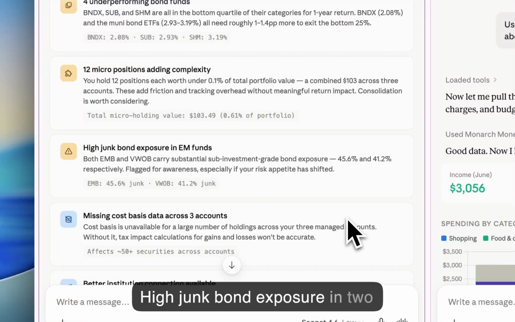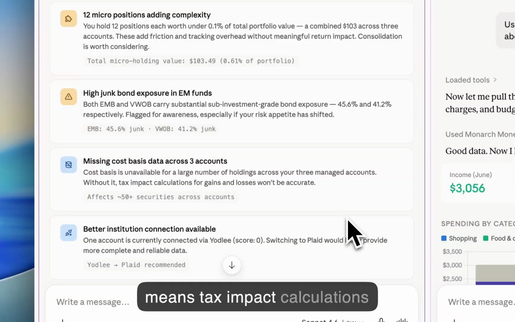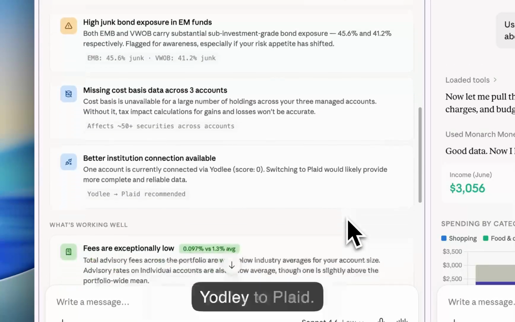High junk bond exposure in 2 EM funds flagged for awareness. Missing cost basis data across 3 managed accounts, which means tax impact calculations won't be accurate. And interestingly, a connection quality issue on one account recommending a switch from Yodlee to Plaid.